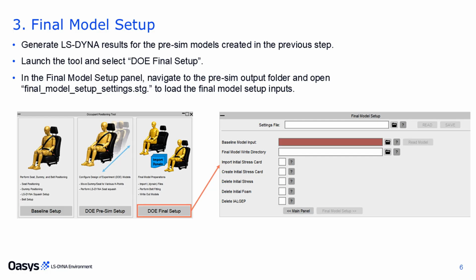After running the pre-simulation models, we move to Final Model Setup. Here we load the settings generated during the DOE process and import the pre-simulation results. The tool uses these results to complete the final model preparation, including final belt fitting and any required stress or foam initialization options. Finally, the completed occupant models are written out and are ready for the analysis.